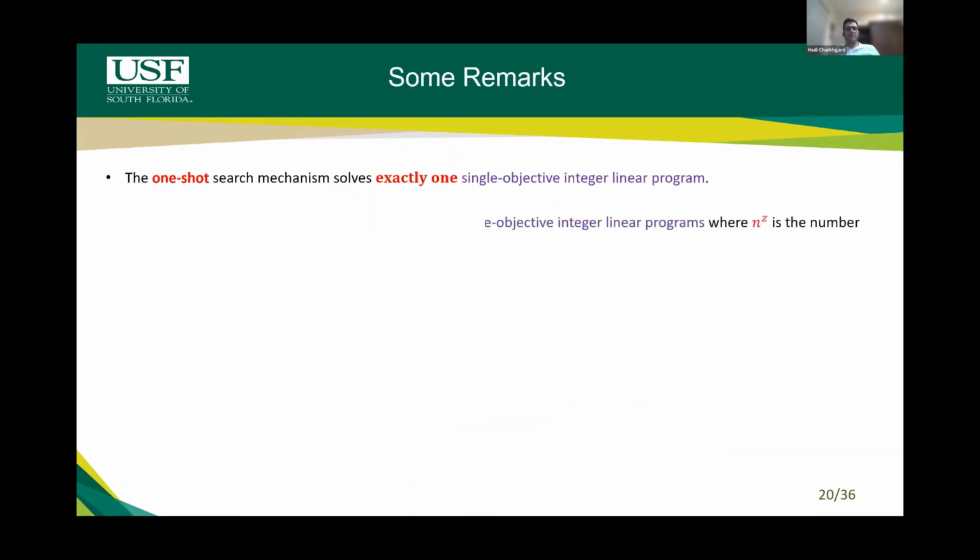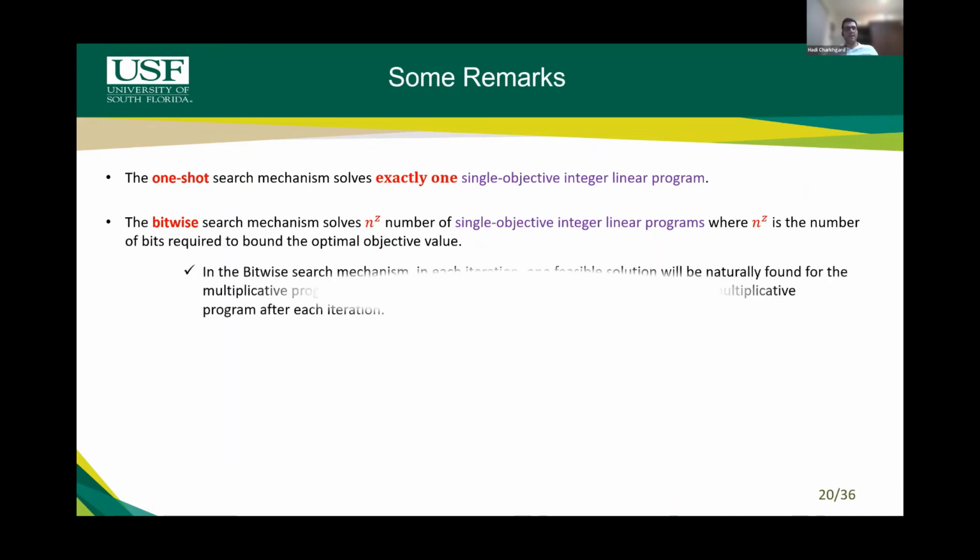So some remarks that I want to mention. If you are solving the one-shot approach, you're only solving one single objective integer linear program. If you're solving the bitwise approach, you solve more IPs, and this number depends on the number of bits required to denote your optimal objective value. So you solve precisely that number of IPs.